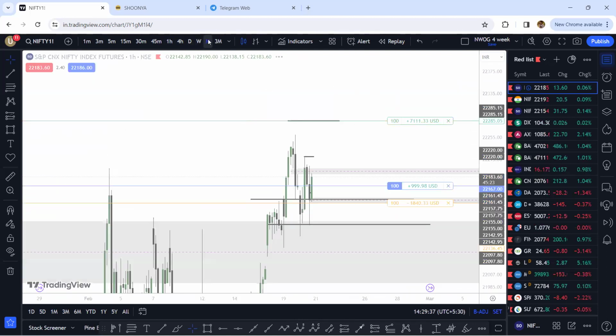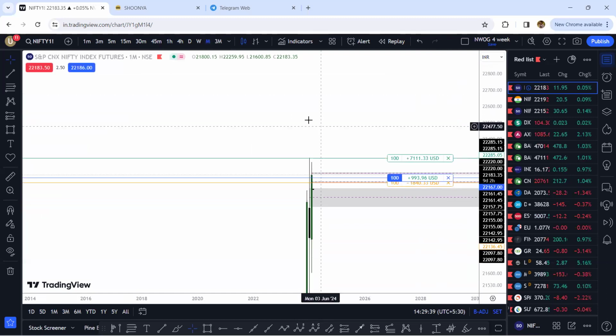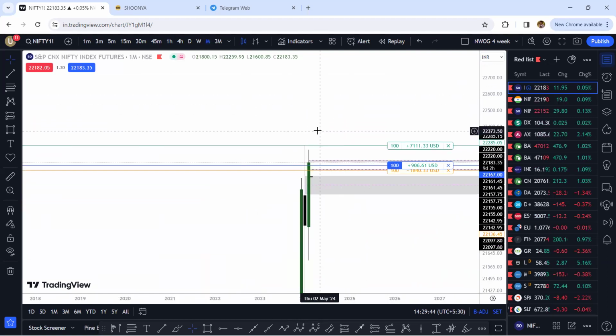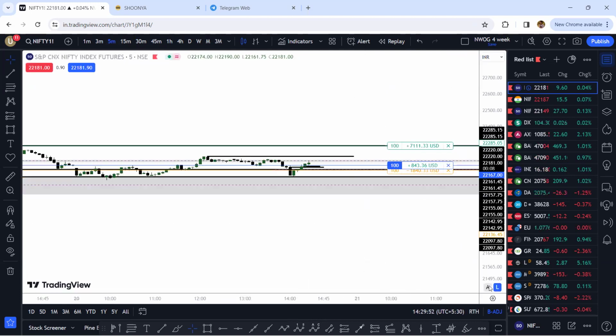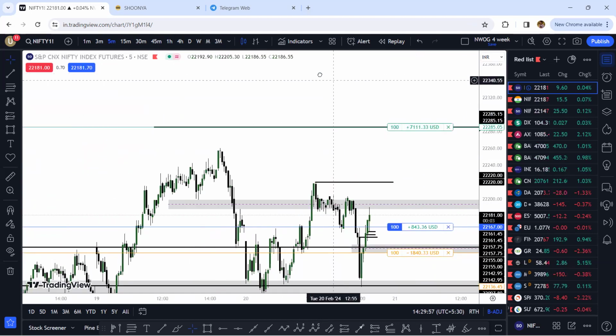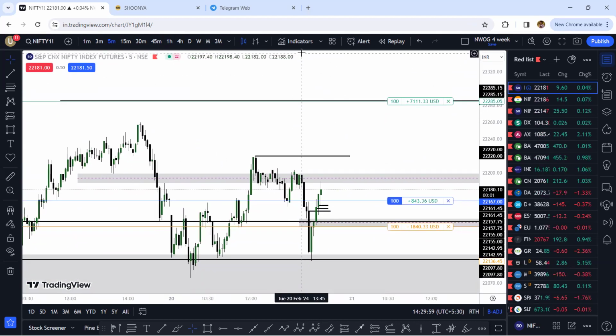So what I'm very sure about is the monthly time frame. The monthly time frame, old high right here. There's a very easy chance for the price to take out that high. So that is the reason I'm expecting 22,285 as an objective. Yeah, 22,285 as a very clear objective.